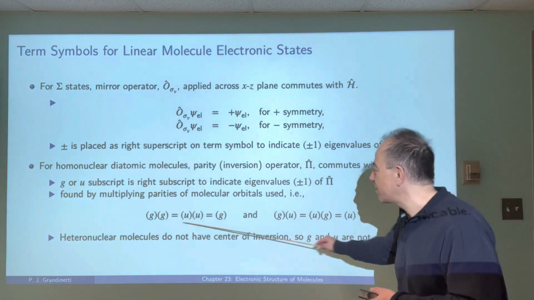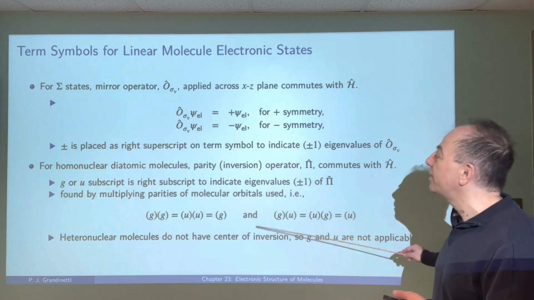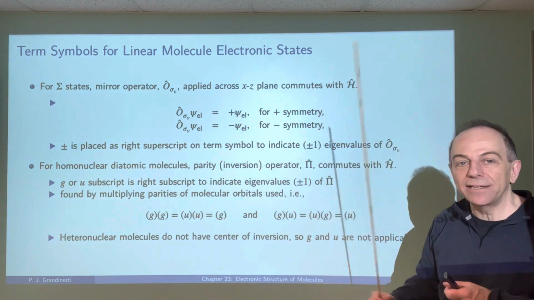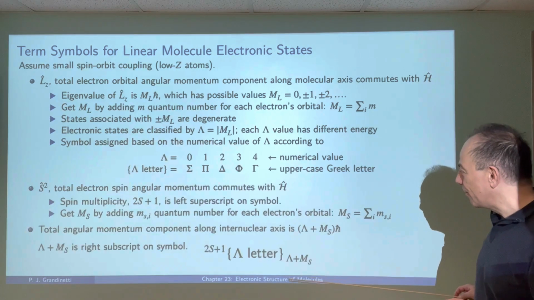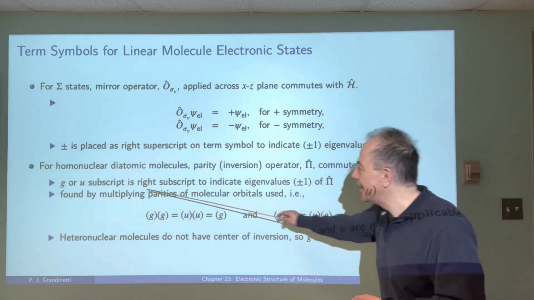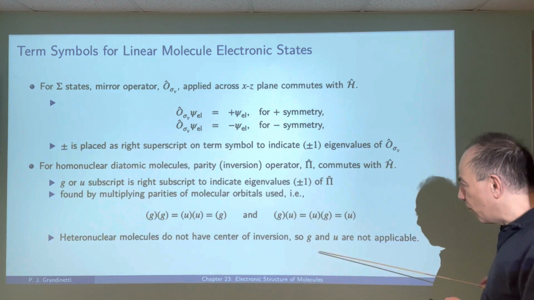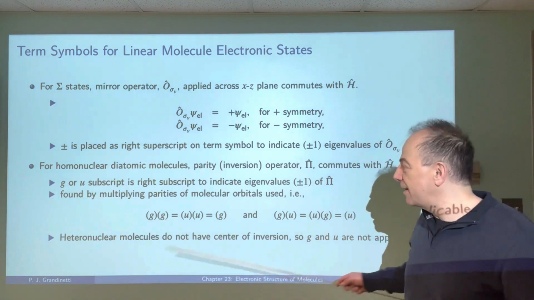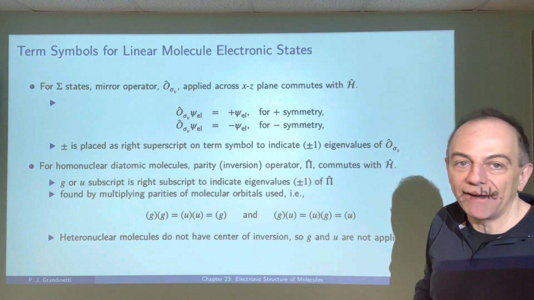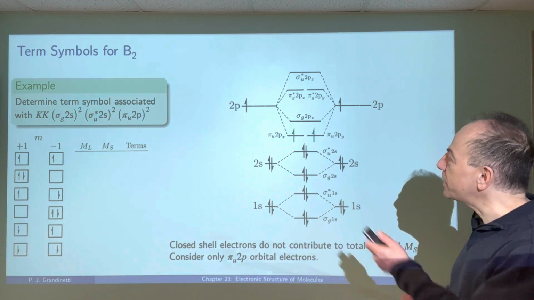So this is how our symmetries will work out, and this will be another subscript that we'll put to the right, so we'll have to remove this one to place this G or U when we're talking about homonuclear diatomic molecules. When we're talking about heteronuclear molecules, then this parity operator doesn't commute with the Hamiltonian, so we won't have that extra symbol in our term. So let's look at an example here.